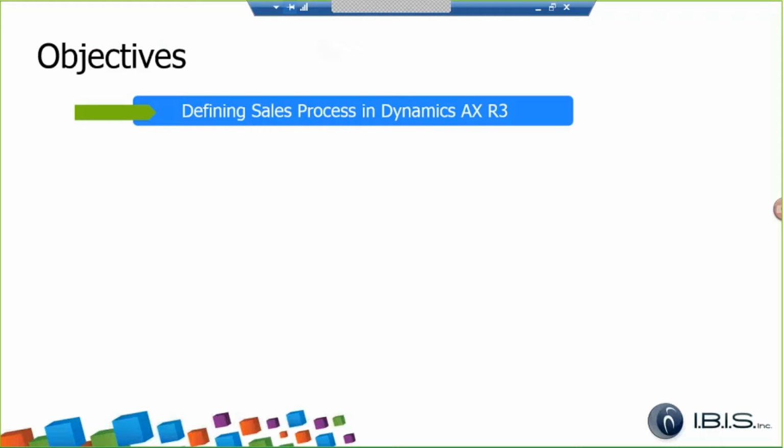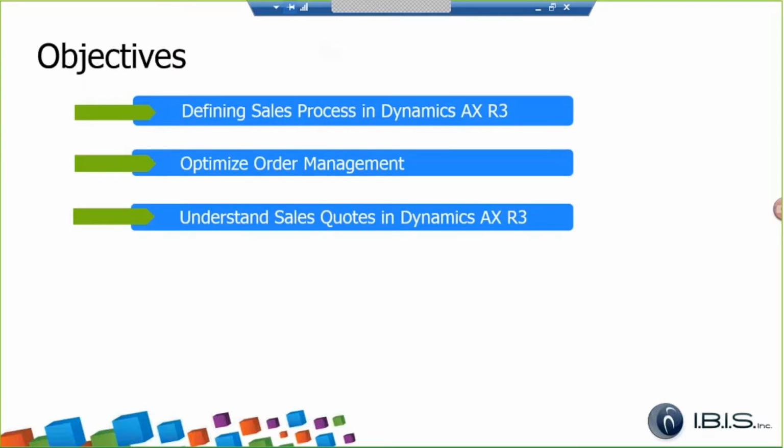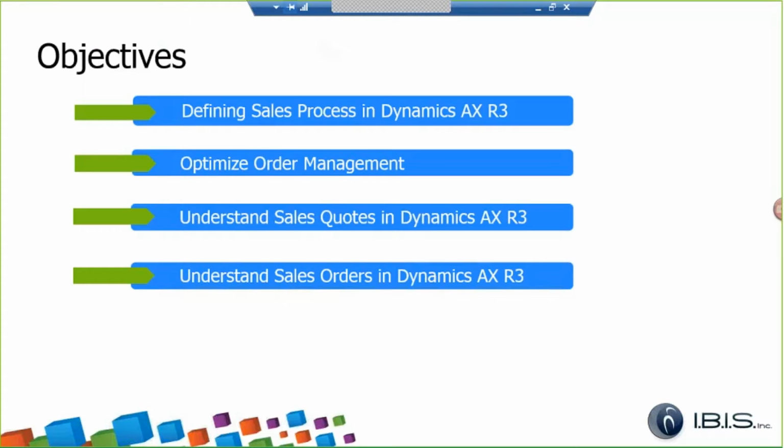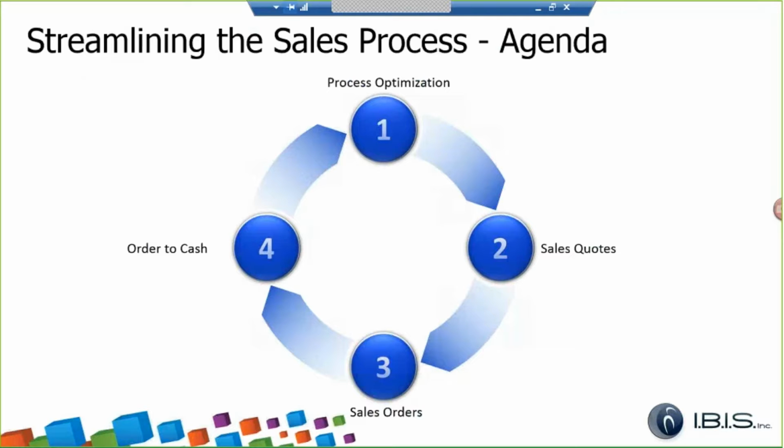So the objectives of today's webinar are first defining a sales process in AX, optimizing order management, understanding sales quotes, understanding sales orders, as well as defining the order-to-cash lifecycle. So our agenda is as follows. We're going to start off with process optimization, moving into sales quotes, processing those sales quotes into sales orders, and then, again, defining that order-to-cash lifecycle and what exactly that means.